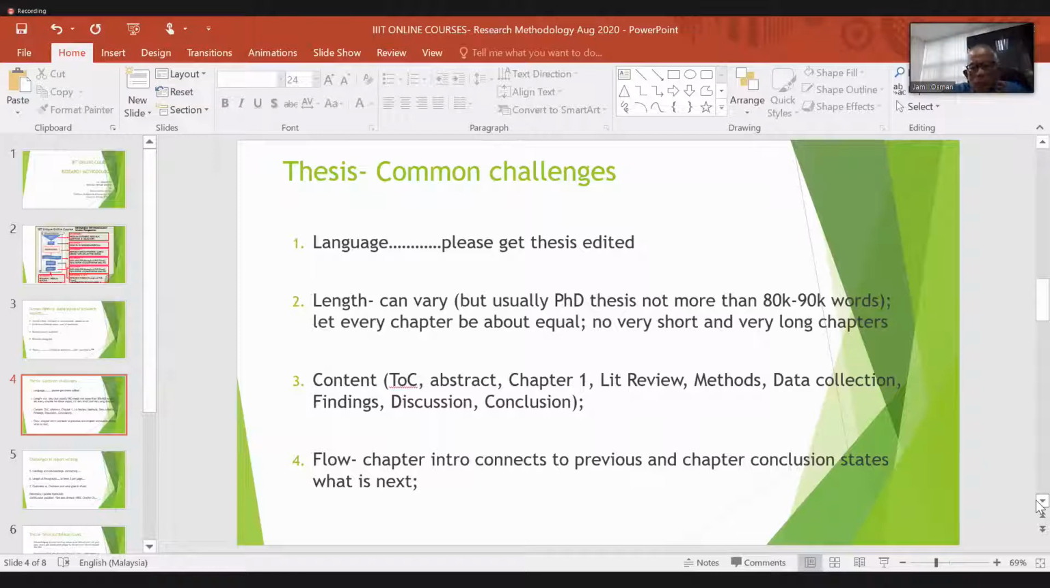There is nothing better than a perfectly flowing thesis with good English or good Malay or good Arabic, where the examiner is actually happy to read the thesis. But if every 1 or 2 lines there is a mistake in grammar, or a sentence construction is difficult, this is actually not doing justice to yourself. So I would advise everybody, please get your thesis edited.